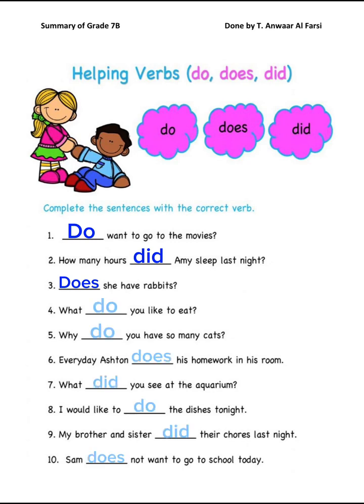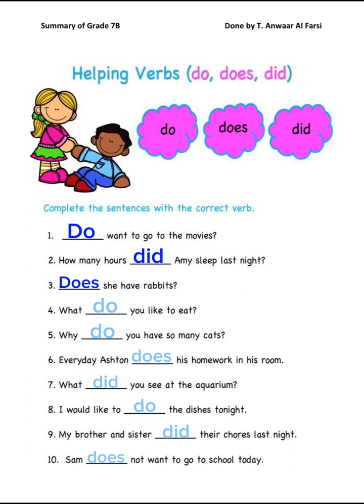Have you got your answers correct? Well done. The answer for number 4 is, what do you like to eat? 5, why do you have so many cats? 6, every day Ashton does his homework in his room. 7, what did you see at the aquarium?